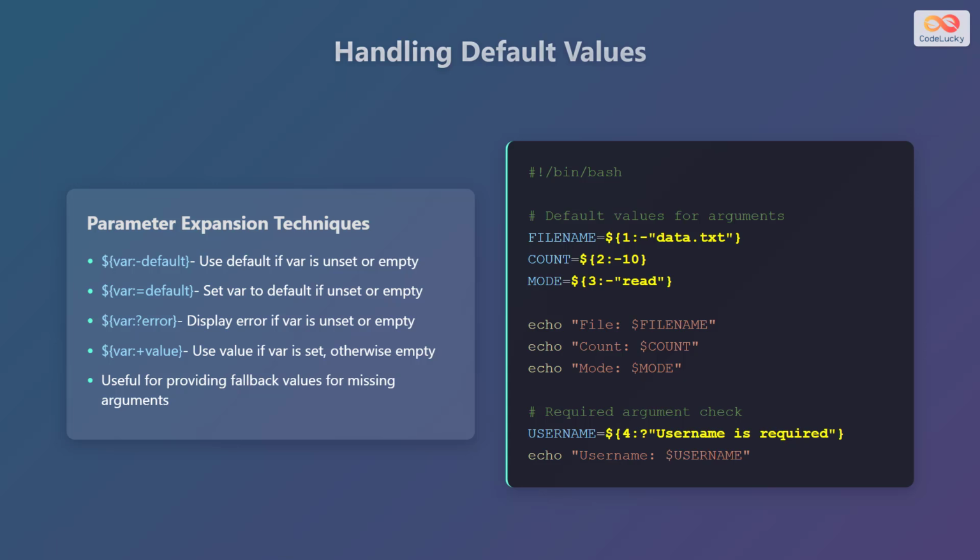Here's an example script that demonstrates these techniques. The script sets default values for file name, count, and mode, using parameter expansion. If these arguments are not provided when the script is run, the default values will be used. Additionally, the script checks if a username is provided, and if not, it displays an error message.